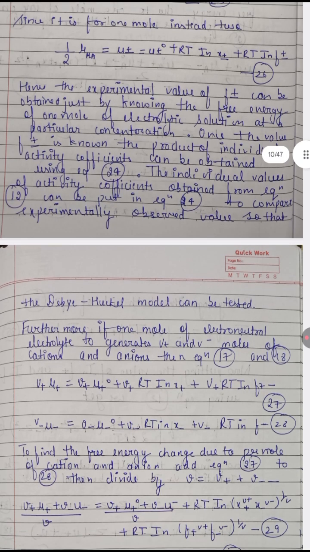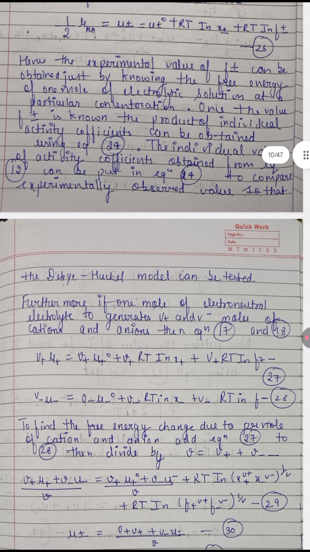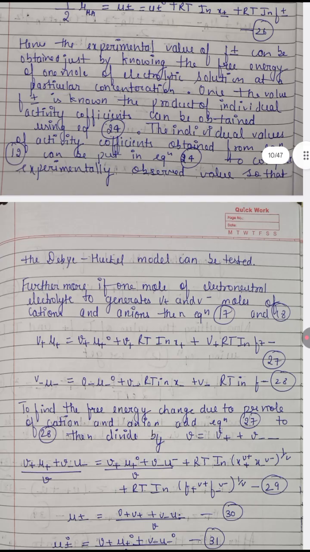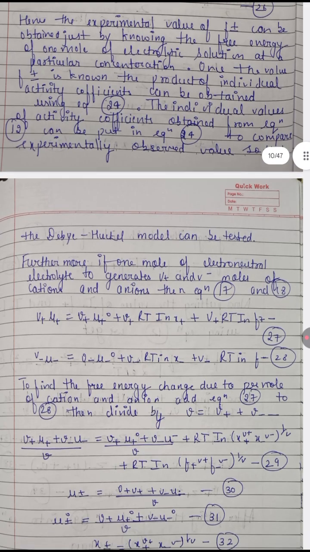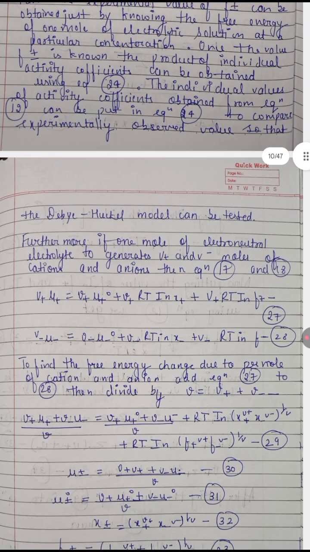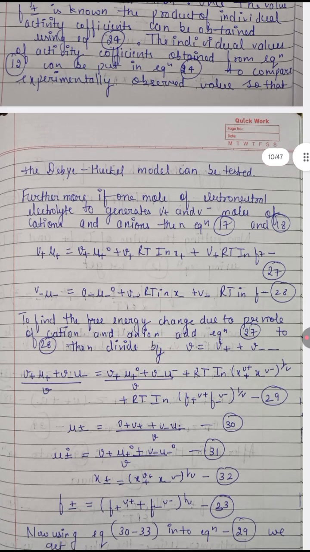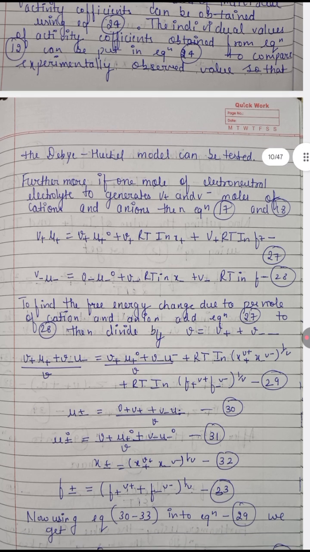This is equation 25. Since it is for 1 mole, instead of 1/2 (mu_M + mu_A^-) we write mu plus-minus, which equals mu naught plus-minus plus RT ln x plus-minus plus RT ln f plus-minus, equation 26. Hence the experimental value of f plus-minus can be obtained just by knowing the free energy of 1 mole of electrolytic solution at a particular concentration. Once f plus-minus is known, the product of individual activity coefficients can be obtained using equation 24.